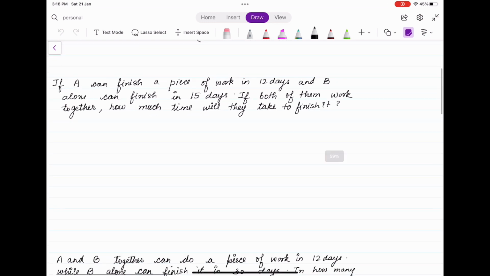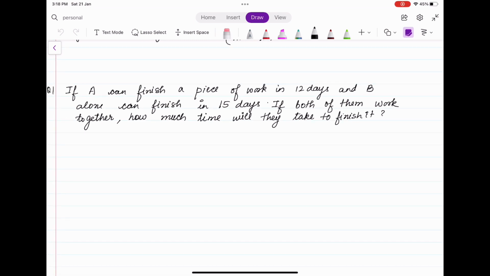Let me take the first question. If A finishes a piece of work in 12 days and B alone can finish it in 15 days, if both of them work together, how much time will they take to finish the work? So first statement, in 1 day A will do how much work? 1/12. Please write here work. If you don't write 1/12 work, you will get confused whether this is day or work. In 1 day, B will do 1/15 work.